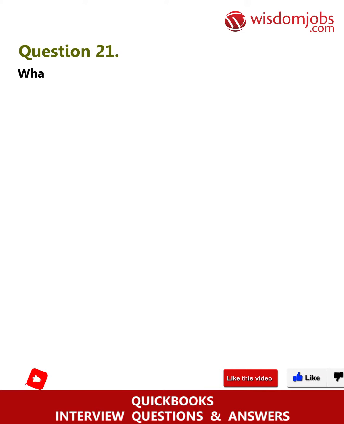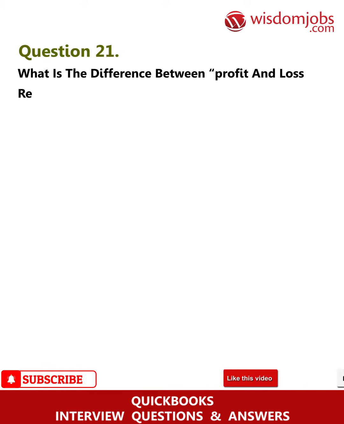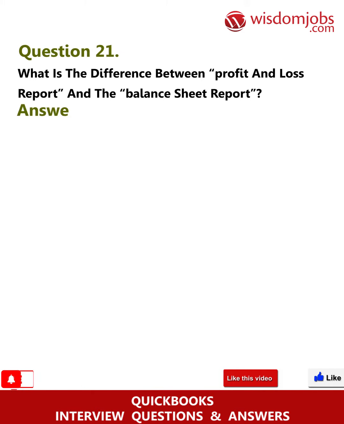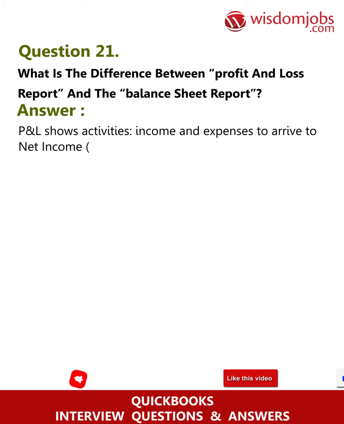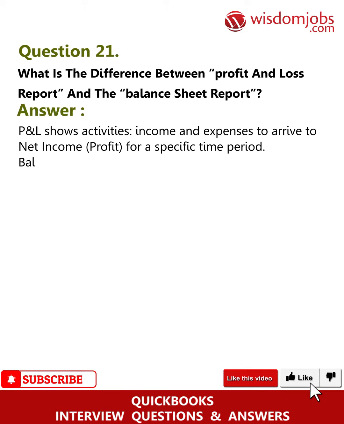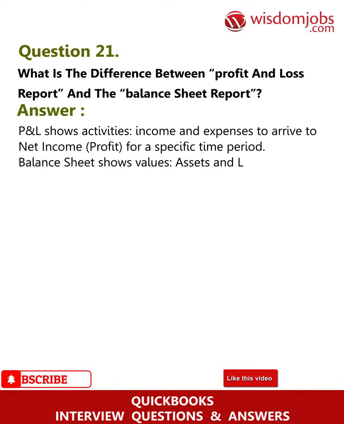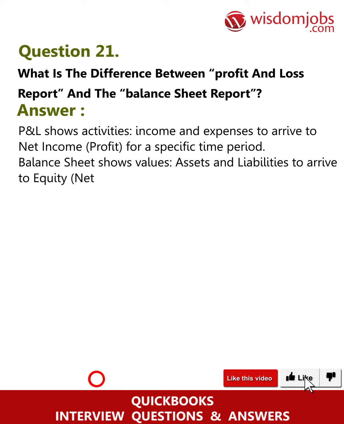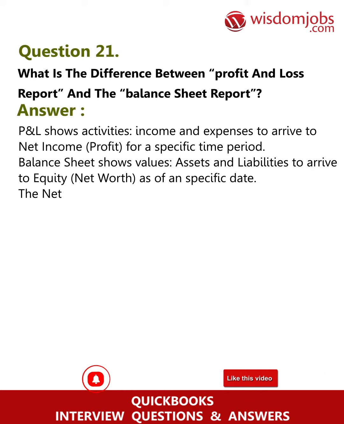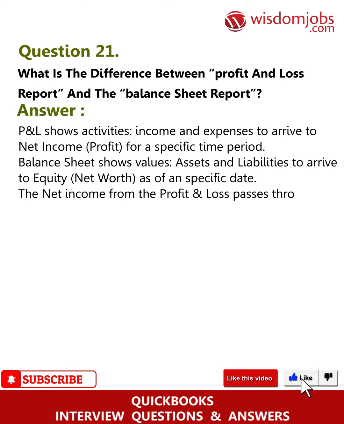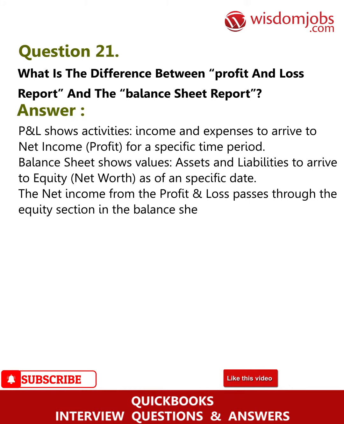Question 21. What is the difference between the profit and loss report and the balance sheet report? Answer. P&L shows activities, income and expenses to arrive at net income profit for a specific time period. Balance sheet shows values, assets and liabilities to arrive at equity net worth as of a specific date. The net income from the profit and loss passes through the equity section in the balance sheet.